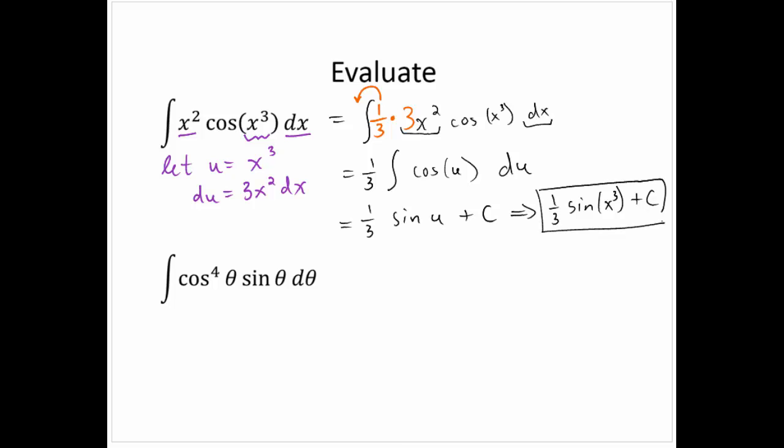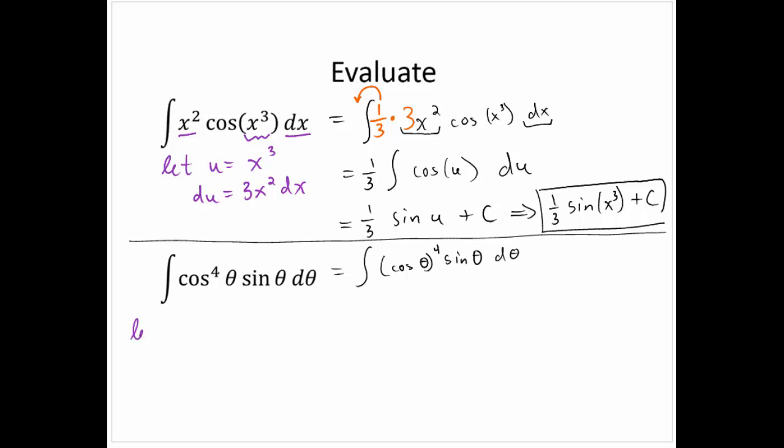Let's see another example with the substitution rule. So here I have the integral of cosine 4th theta times sine theta d theta. Okay, so remember that this really means the integral cosine theta to the 4th times sine theta d theta. And so again, if I think, well, I'm going to try the inside as my substitution. So I'm going to let u equal cosine theta. Well, if u is cosine theta, then du is negative sine theta d theta.